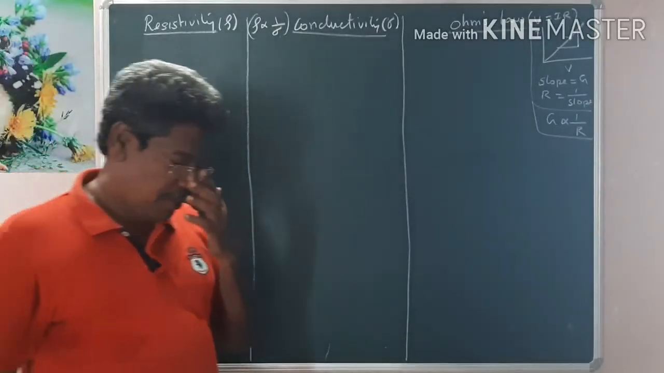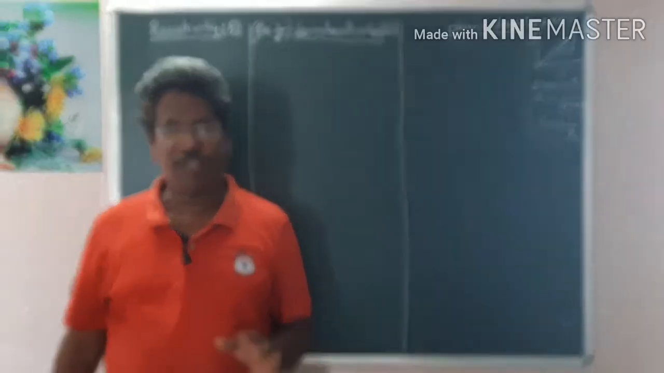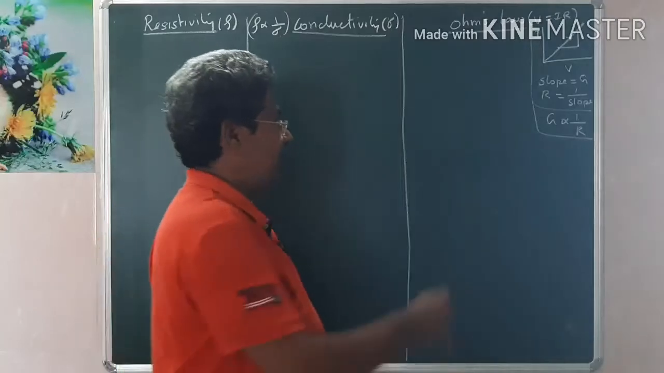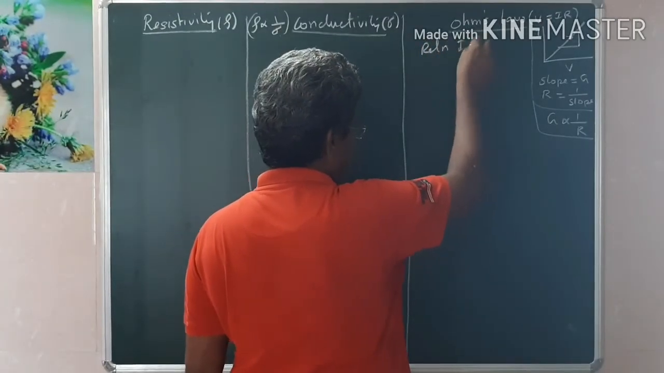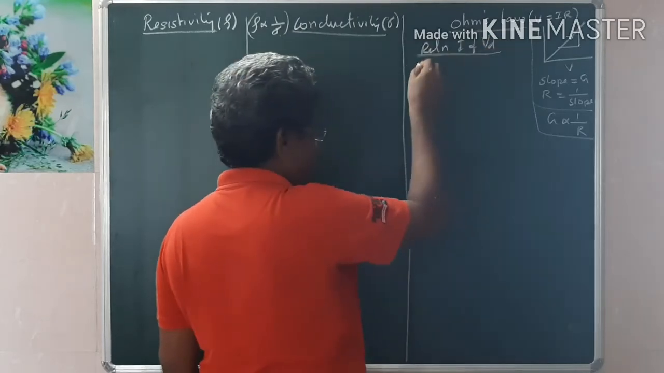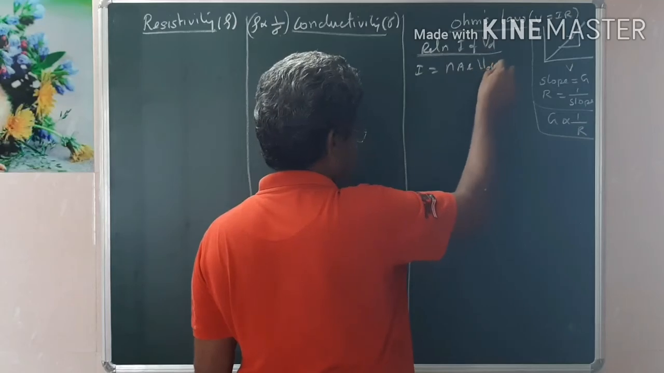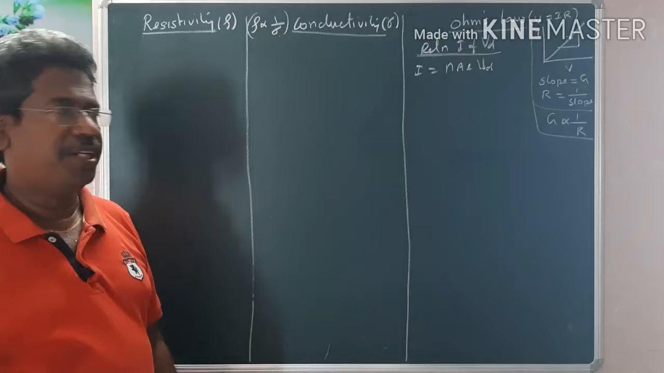This is called the microscopic study, to derive the expression for Ohm's law. So where we have to start is, we know the relation between current and drift velocity, which we have derived as I is equal to nAe Vd, where Vd is drift velocity. This is the basic relation from which we are going to derive.